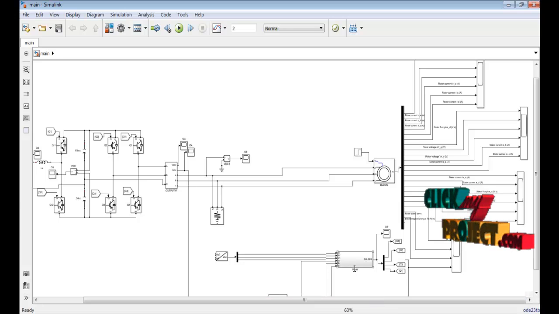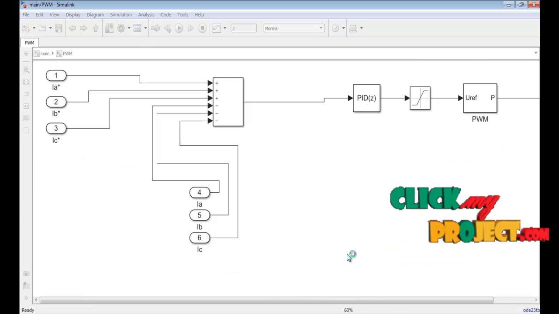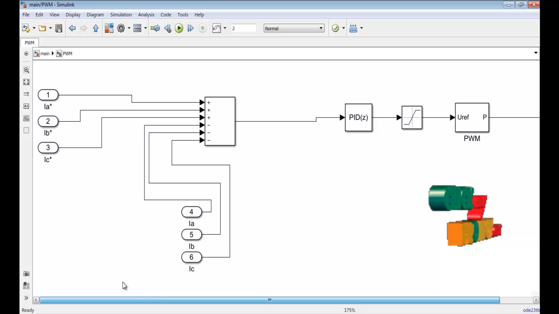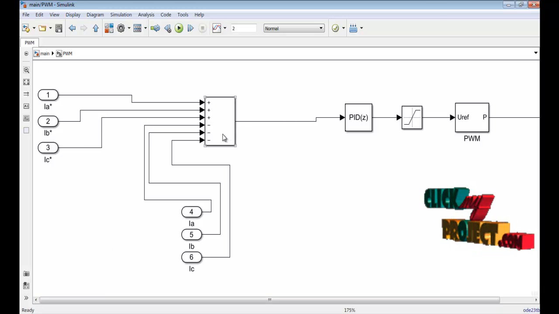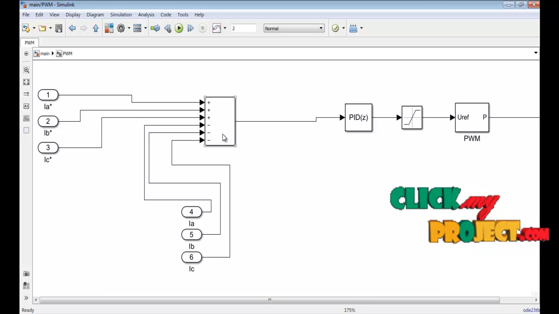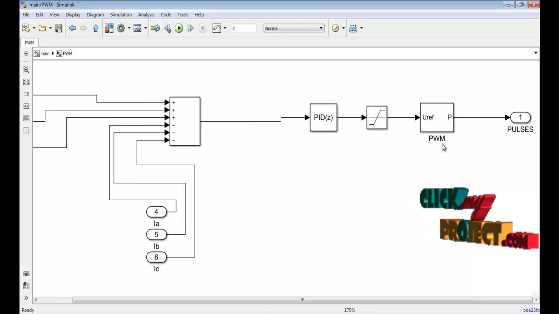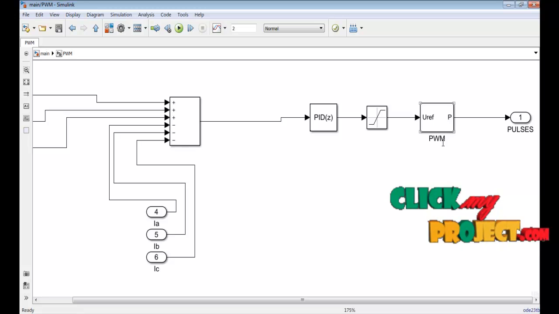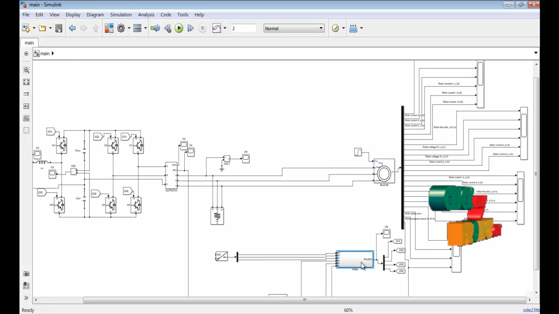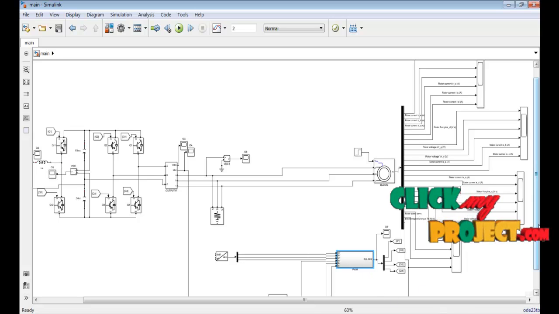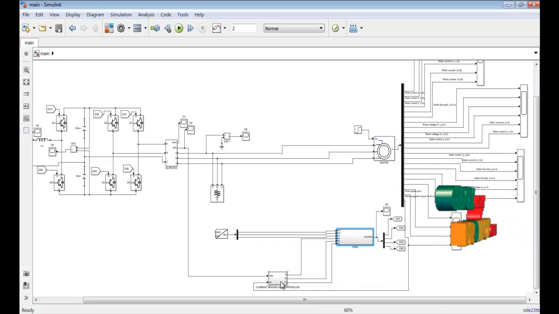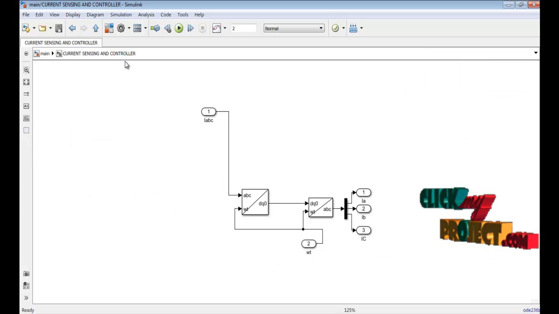This is a PWM pulse generator. The PWM pulse generator is pulse width modulation. This is the PWM pulse generation. It has three inputs and three outputs connected to the PID controller. Finally, the pulse generator takes the input through to the pulses. After that, it is connected to the current sensing controller. This is the current sensing controller equation.